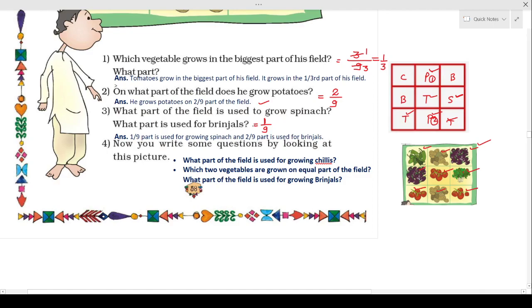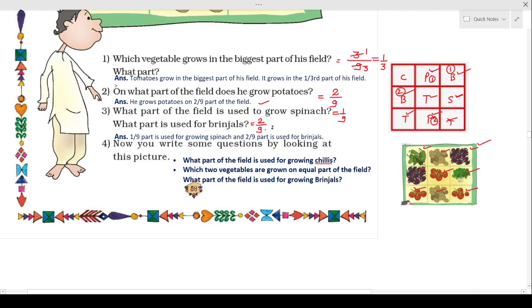And the next question is what part is used for brinjals. So children, here you can see one part is this and another part is this, one part, and this one is the second part. So here you will write 2 at the numerator end, and at the denominator end you will write the total number of parts. So here your answer is he grows brinjals on 2/9 part of the field.